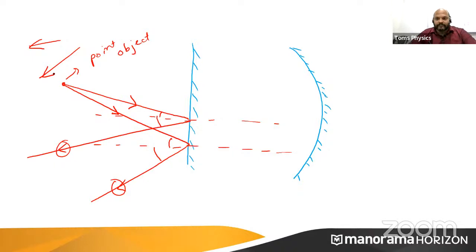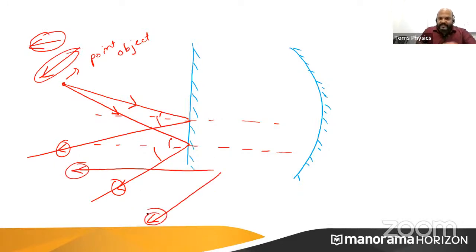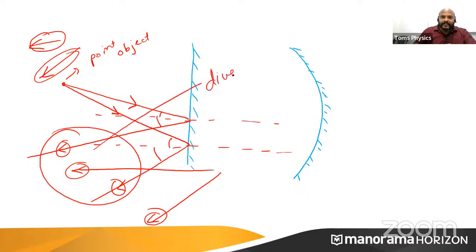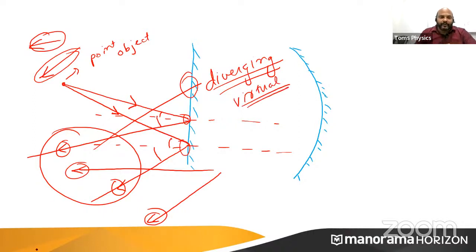Think about it. Look at this. They are going like this. One is going this way, one is going this way. Will these rays meet each other again? No, right? Good. They will not meet each other again because they are diverging. And if the rays are diverging after reflection or refraction, then the image will be virtual.